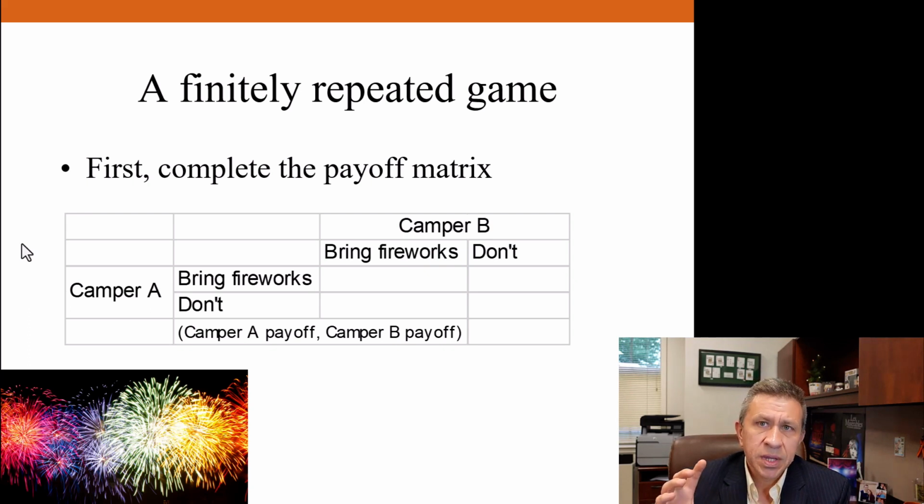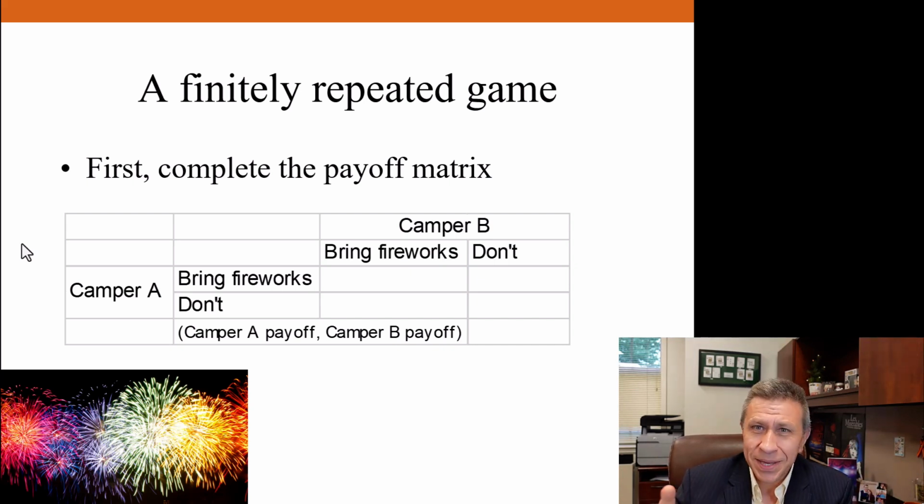If neither brings fireworks, they don't spend any money, but then they don't get any utility, so that would just be $0 for each of them. If they both bring fireworks, remember the fireworks cost $20, and each camper gets $15 from the set of fireworks, so there's $30 in value, minus the $20 cost, so $10 net utility. So the payoff would be $10 for both camper A and camper B.